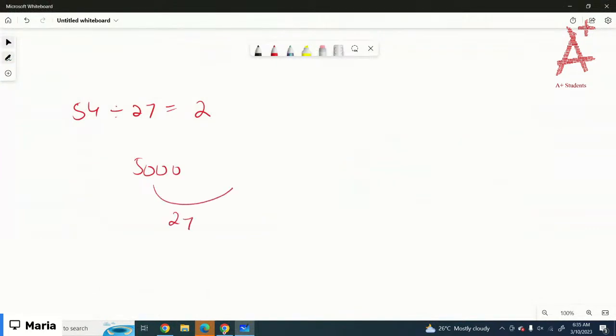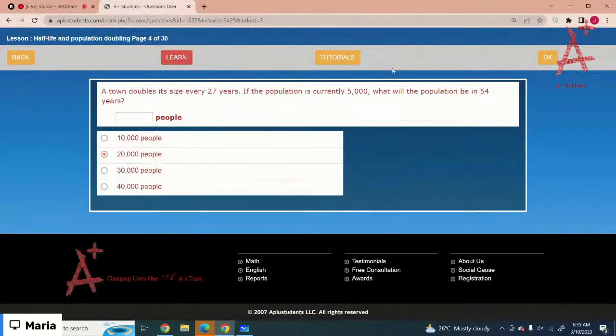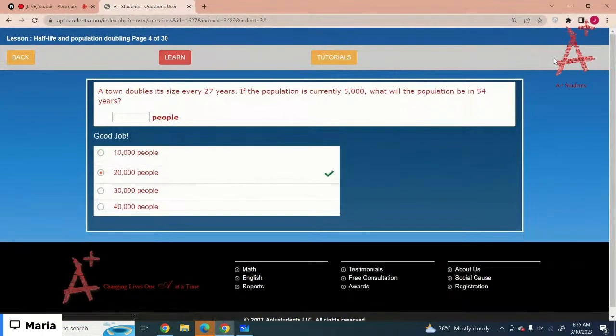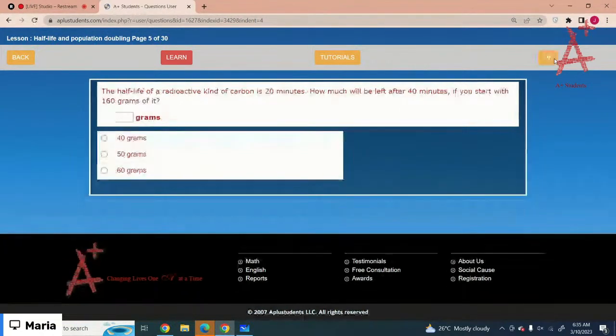After 27 years, it is doubled to 10,000. Then after the next 27, 27 plus 27 makes 54, it is 20,000. Got it? So the correct option is 20,000. So here you have 20,000 people. Very good.